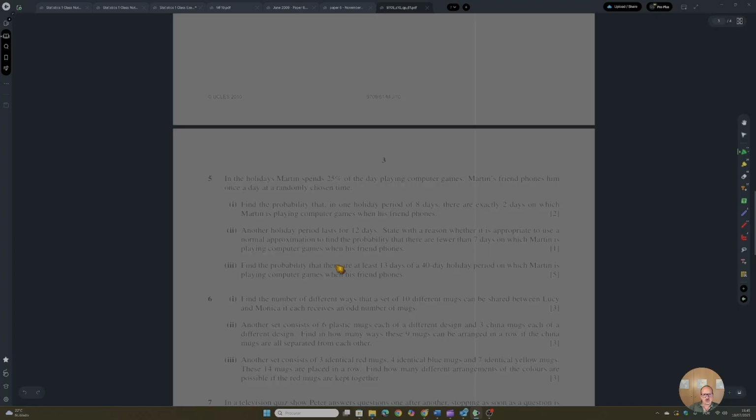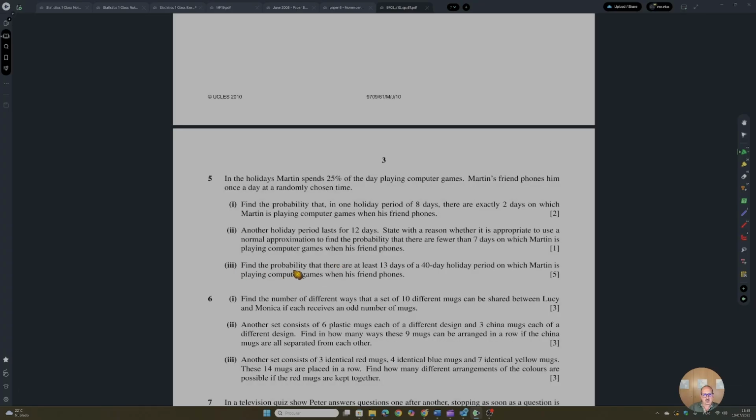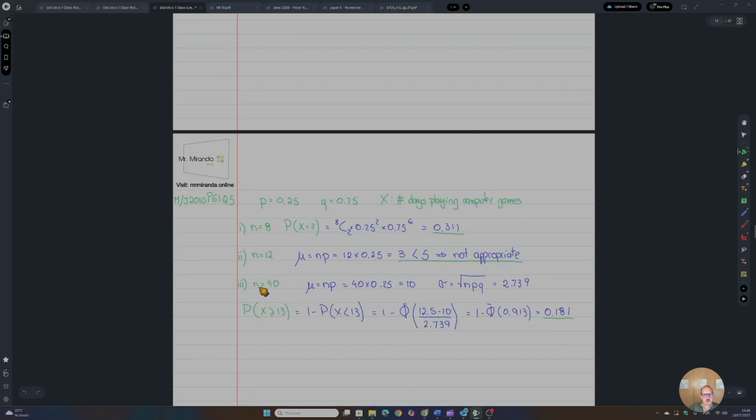On the last question, n is going to increase. Find the probability that there are at least 13 out of a 40-day holiday period on which Martin is playing computer games when his friend phones. So n is now 40. Okay, so if n is 40, obviously now the value is going to be 10, which is bigger than 5, so we can use the approximation. Let's just calculate the standard deviation first by using its formula.